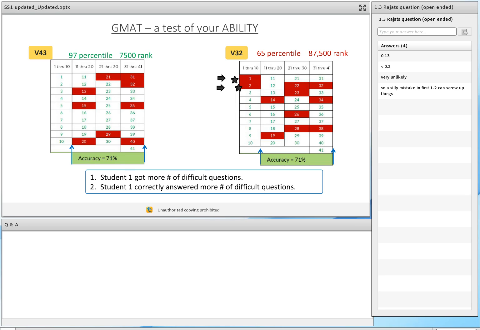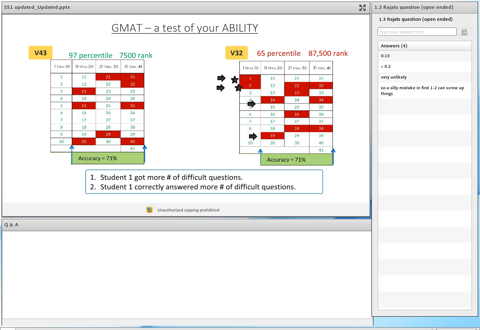What you need to worry about is that this test is a test of your ability. It will narrow down to your ability. So a silly mistake in the first 2 can screw things up. So first of all, if you're a 90 percentile guy, don't make a silly mistake. Otherwise, you can't call yourself a 90 percentile guy. But it doesn't mean that if you make a silly mistake, it'll screw things up. It'll slightly screw things up. But this guy did not have the ability overall to the same extent, because he continued to make mistakes as questions became more difficult as well.